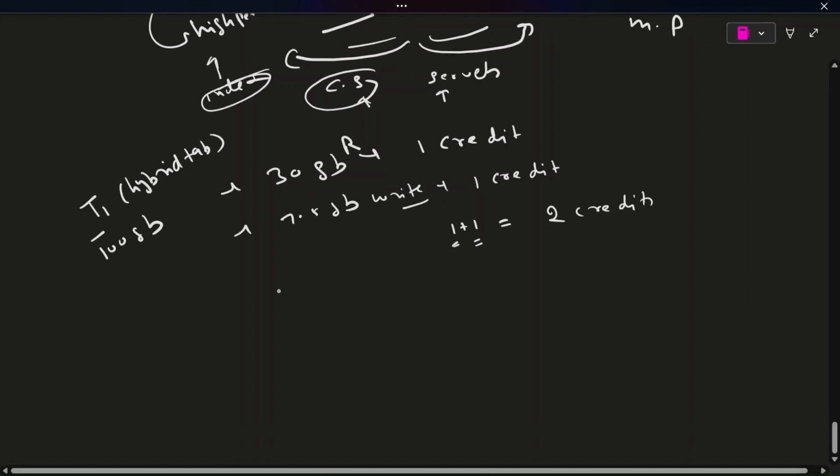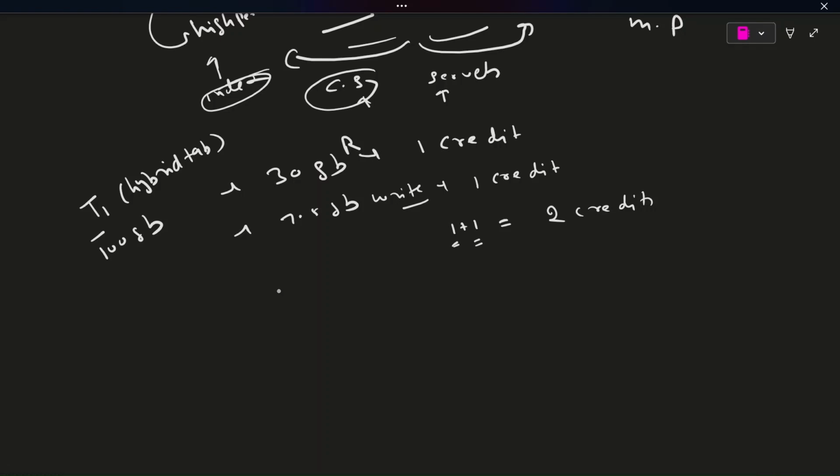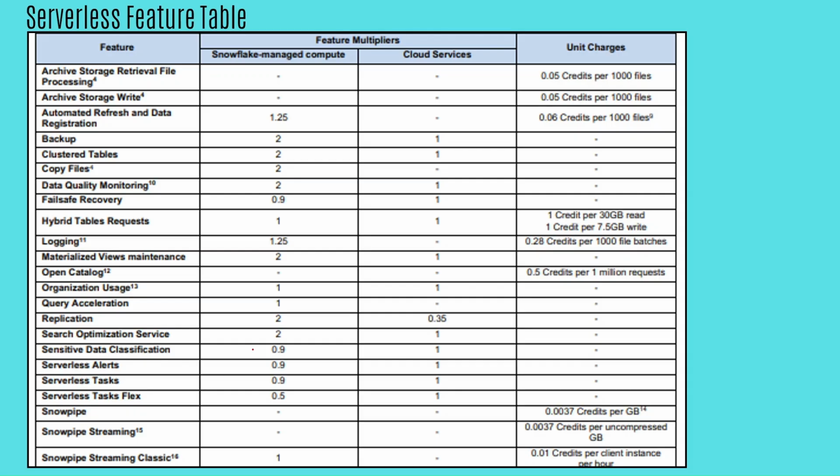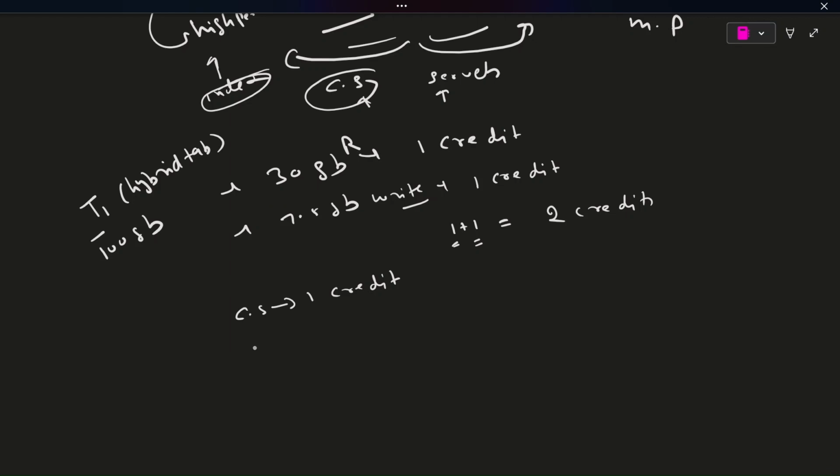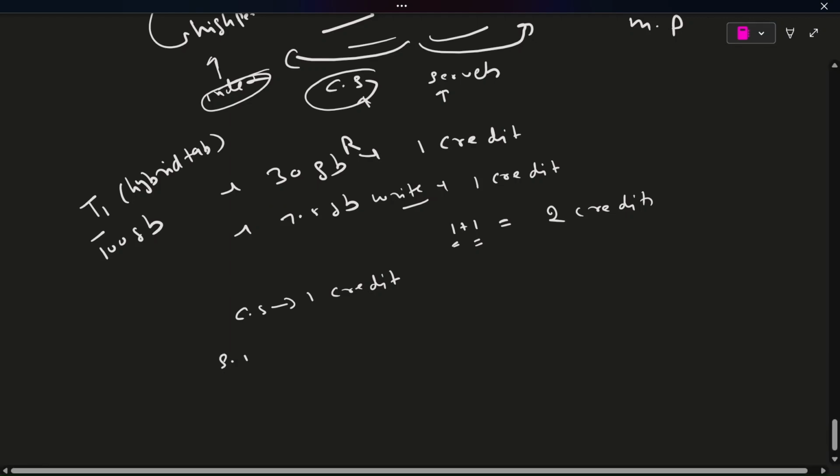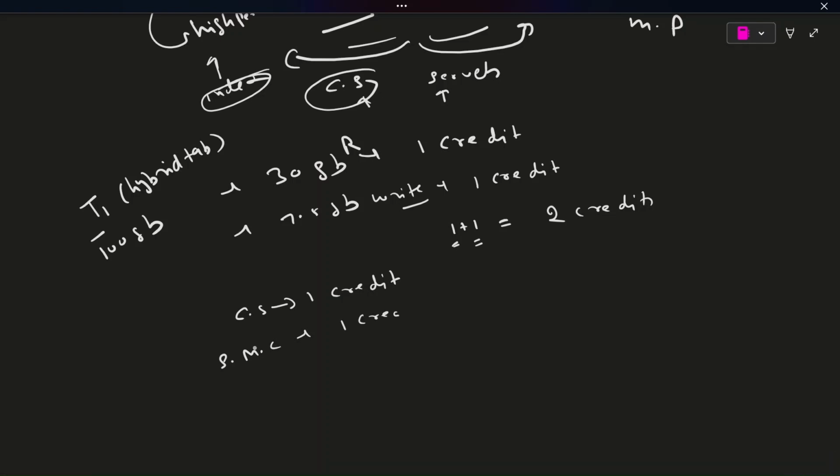Let's say in a day, my cloud service also consumed one credit, and my Snowflake managed compute also, let's say it used one credit in a full day for doing operation, maintenance, giving this data, whatever internal maintenance or things are happening for this hybrid table.